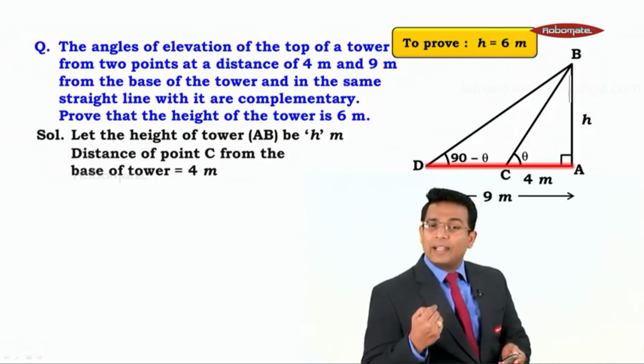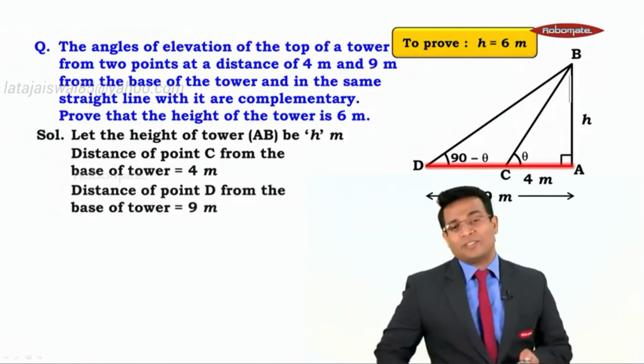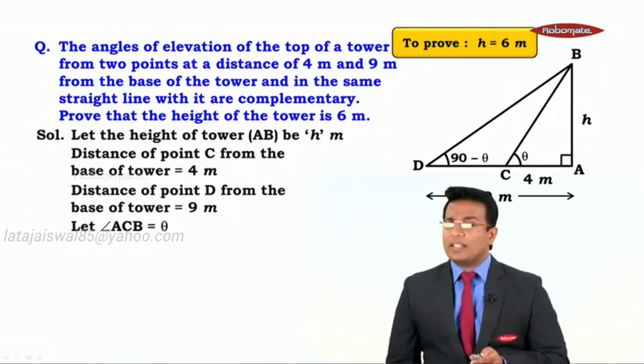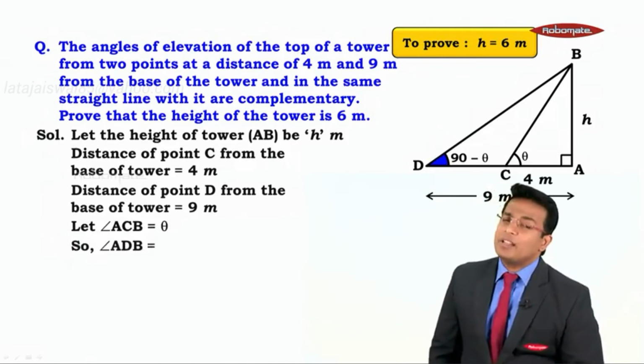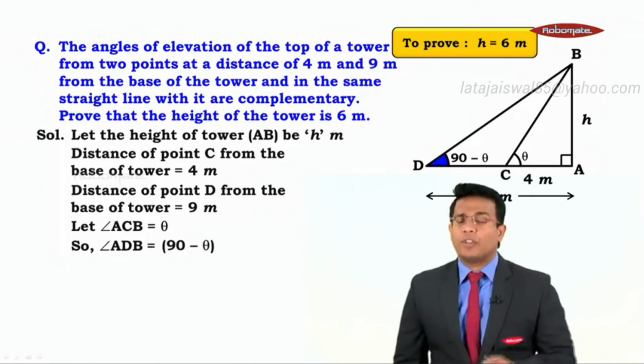Then we can say that DA is nothing but the distance of D from the base of the tower, which is equal to 9 meter. And angle ACB we know is given as theta. We took it as theta. So ultimately from that we came to know that angle ADB is equal to 90 minus theta. Now this is the information which we gathered when we were solving the sum.